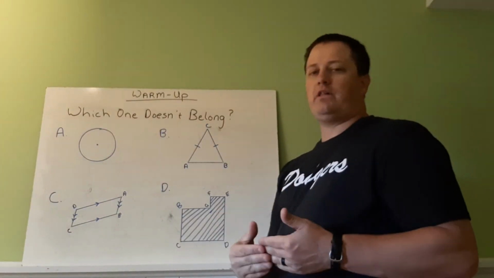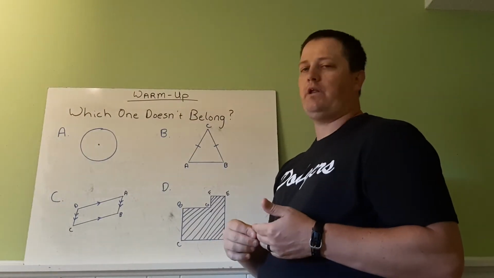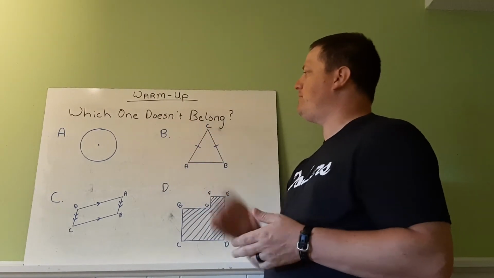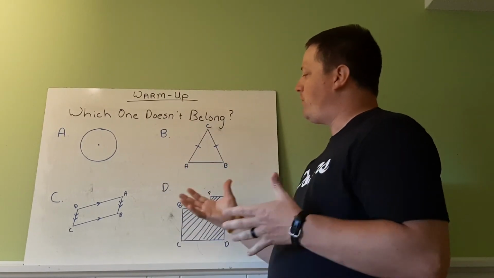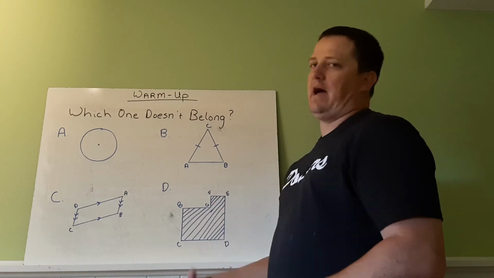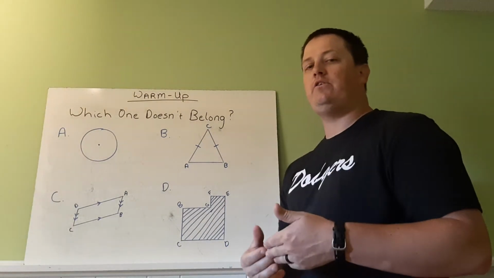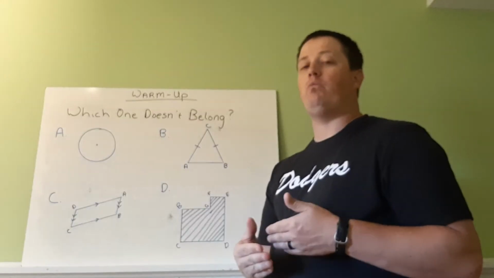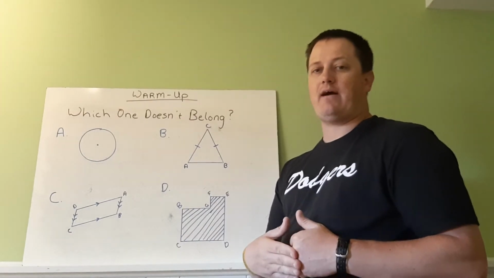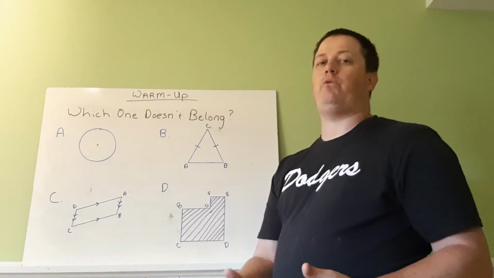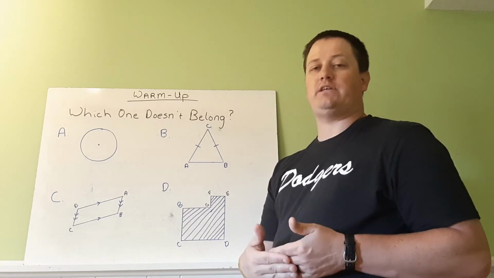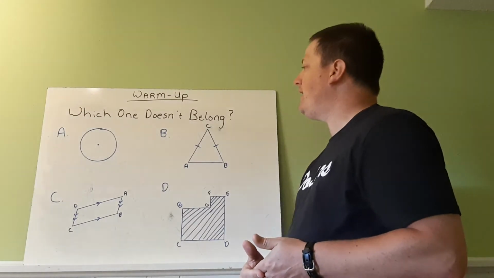All right, for class tomorrow, what we want to do is look at which one doesn't belong. So I have 4 figures here. You need to decide which one doesn't belong, and you need to have a reason why you chose that. Please write that down, bring it to class tomorrow, and that will start our conversations into symmetry.